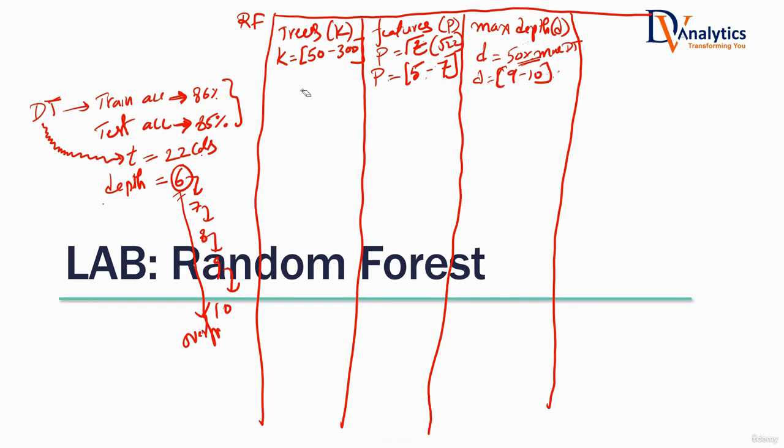If you follow these tricks, note that these are not rules. These are tricks observed after working on several problem statements. They are not rules set by anybody. The parameter in the code for the number of trees is n_estimators. That has to be a very large number. The number of features is max_features. Max depth is max_depth only.